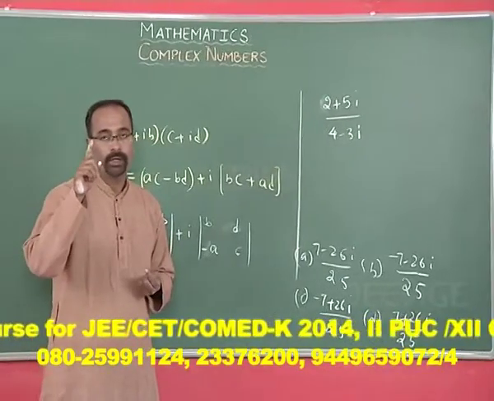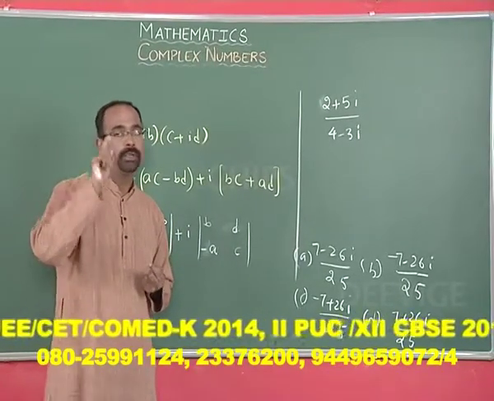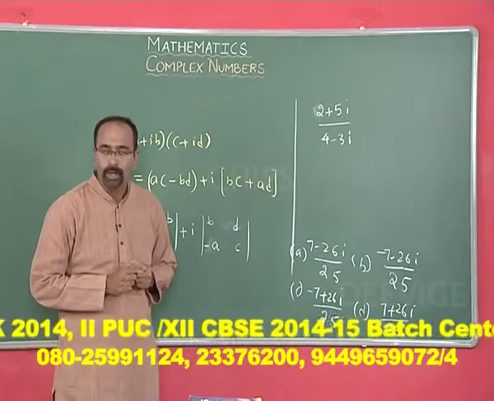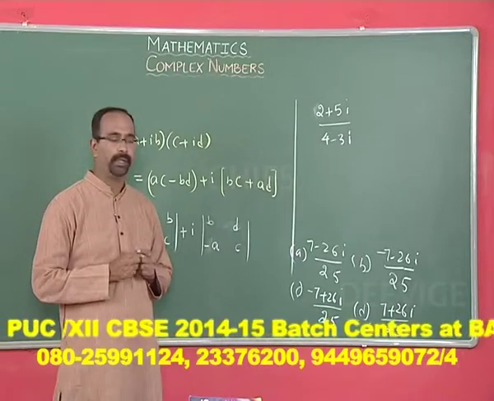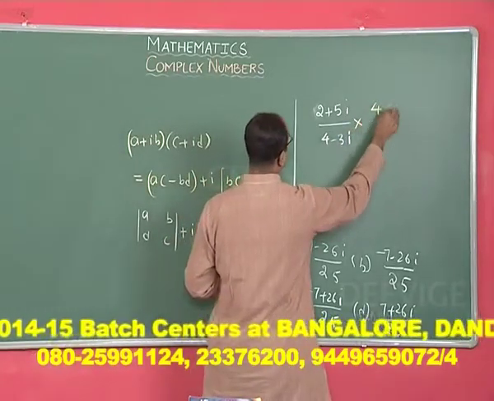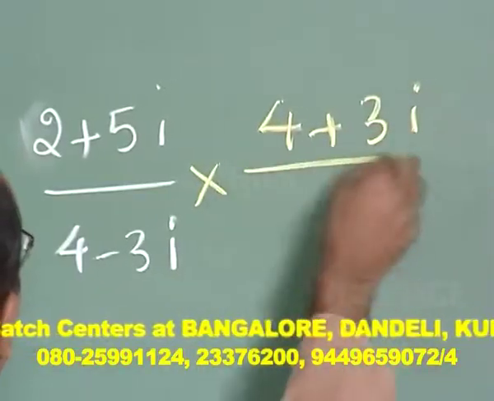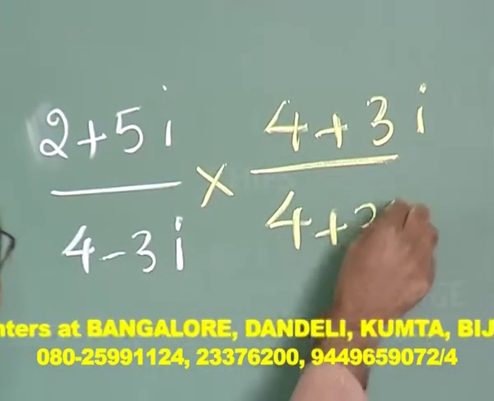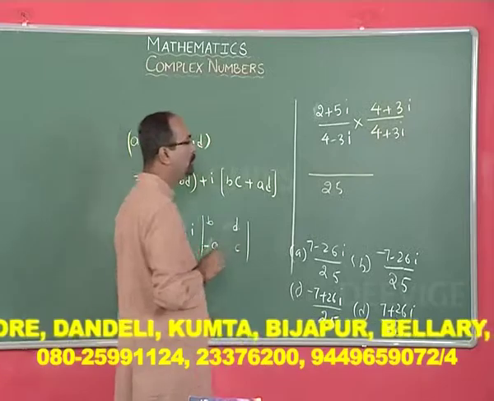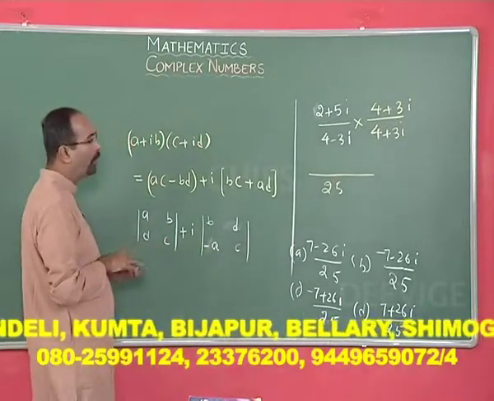Whenever you are given a complex number in the quotient form, then it is always advisable to multiply by the conjugate of the denominator to simplify that. So you can multiply this with (4 plus 3i) divided by (4 plus 3i). We need not say, the denominator has become 25 now. Now we have to choose among the four.